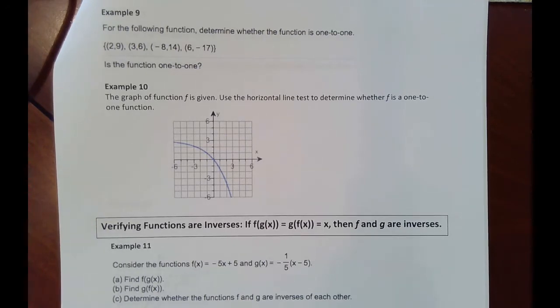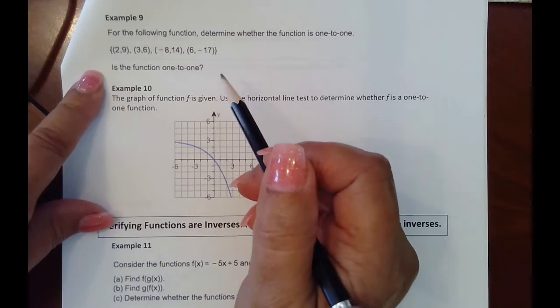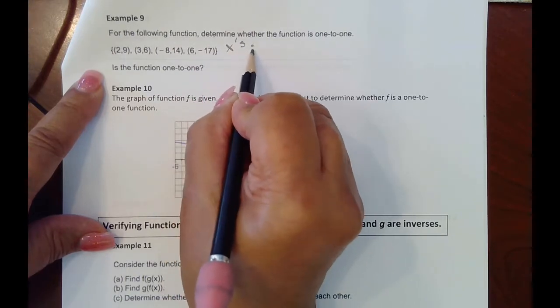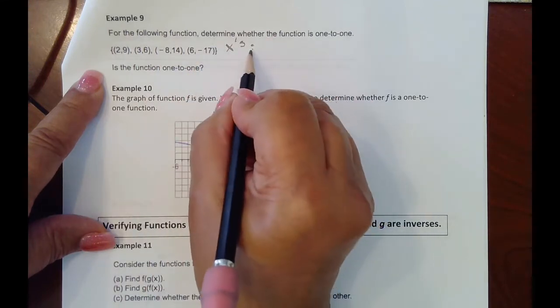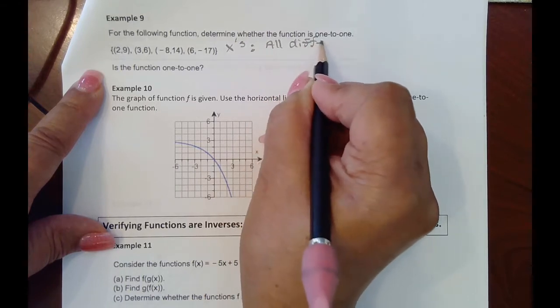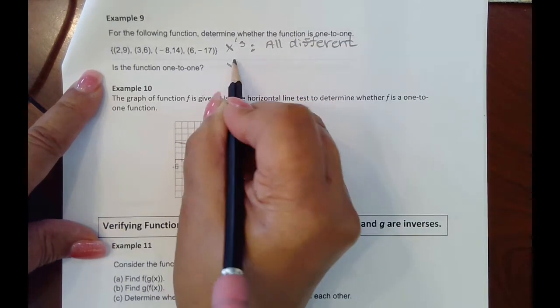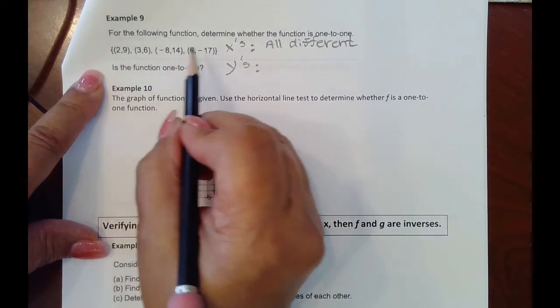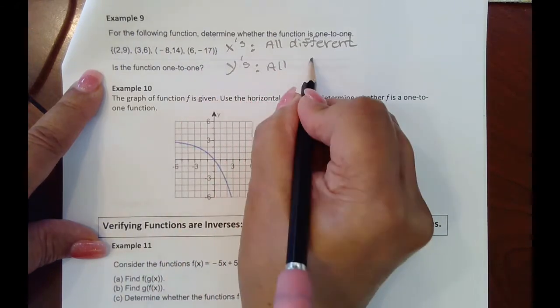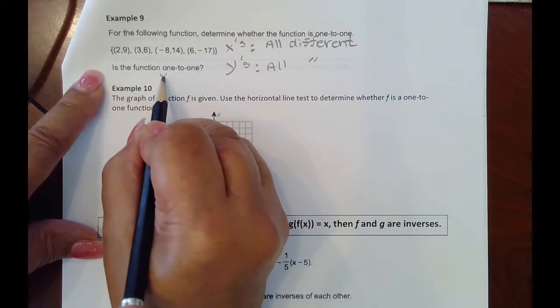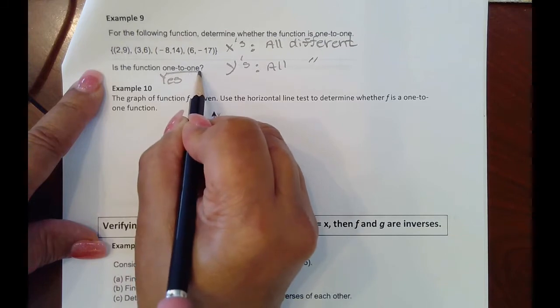Again, go back to that. The shortest way I could think of to tell you to check: make sure all the x's are different. Make sure all the y's are different. X's, we have a 2, a 3, a -8, and a 6. They're all different. Then when you go to the y's, let's see, we have 9, 6, 14, and -17. Those are all different. And is the function 1-to-1? Yes, because all the x's are different and all the y's are different. That means yes, it is 1-to-1.